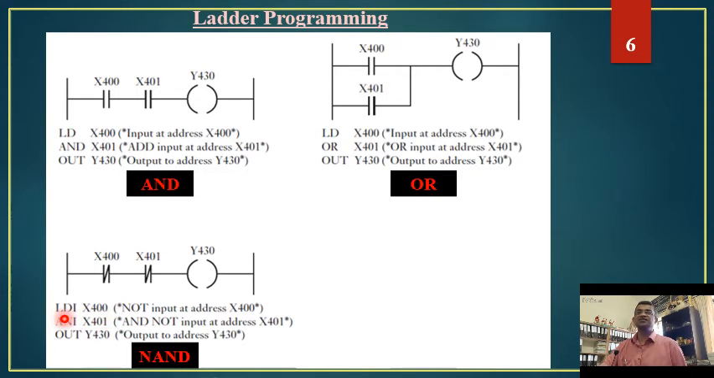X400. What does LD stand for? Loading. What does I stand for? I simply means that it is a normally closed kind of switch. So a normally closed switch is loaded over here at an address of X400. Then one more normally closed is connected in series. That is why ANI. AN stands for Boolean AND, I stands for normally closed. Right? Then that particular switch is connected at X401. It is connected at an address of X401.